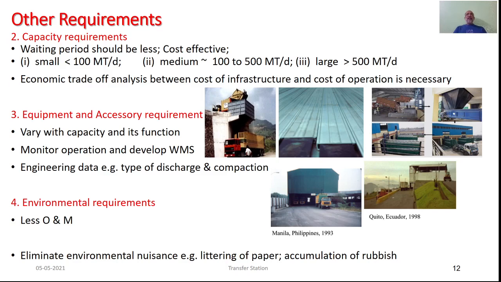Hence, whatever kind of activity we wish to club with, there will be need of additional equipment and accessory, the way that is presented in these particular sketches. So there could be need of the tipping floors, there could be need of certain tilt frames, hoppers, compactors, certain overhead cranes and subsequent conveyors. So all those particular things need to be additionally provided for the transfer station.